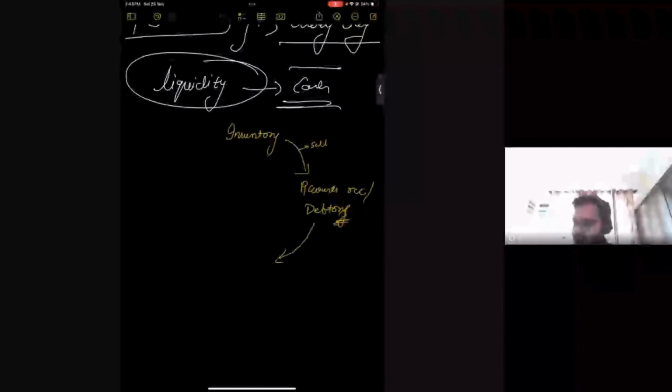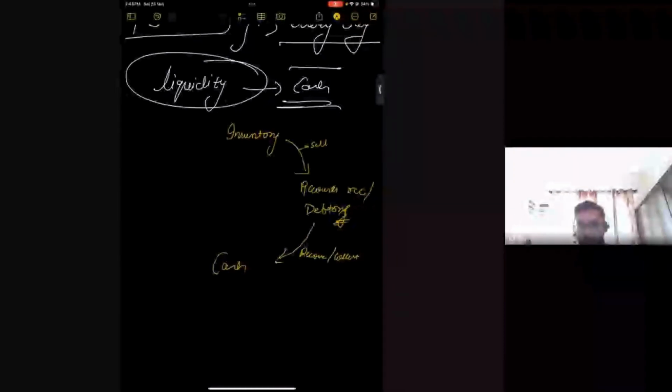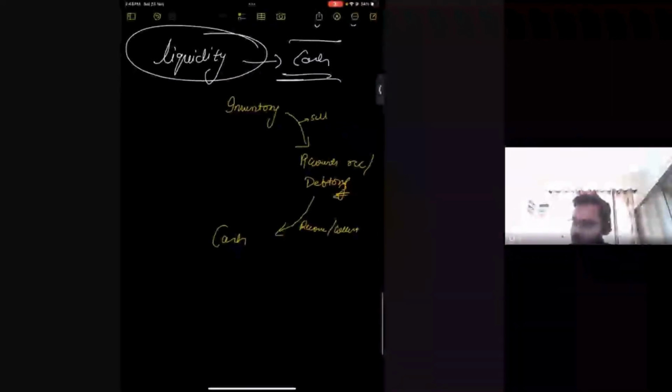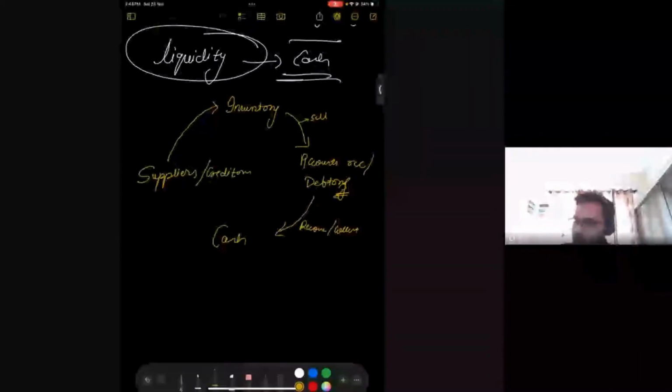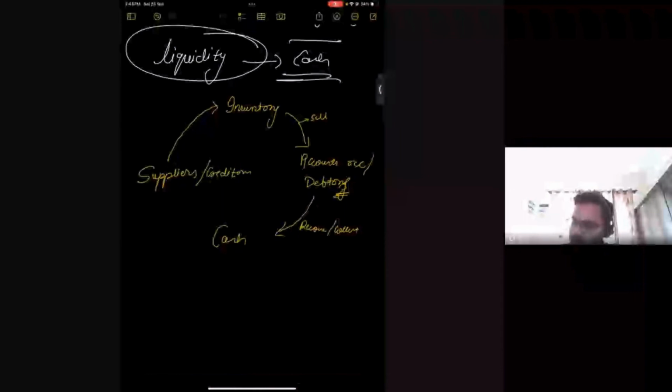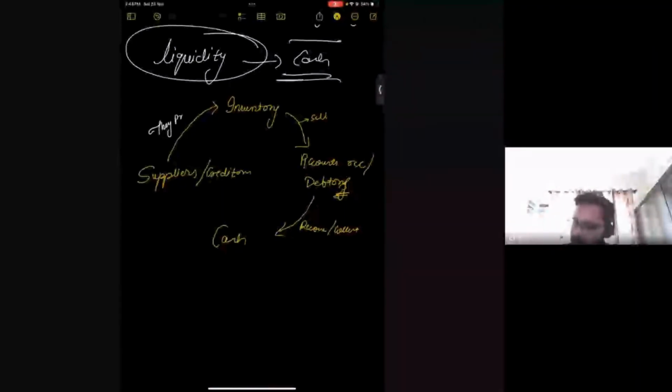So inventories get sold to debtors, and then from those debtors you recover cash after a certain point of time. So you collect from them. What do you collect? Cash. So that is how you get to cash. In between this cycle, one more thing that happens is, how do you get to inventory? The inventory comes from your suppliers or creditors. Simply, they provide. So suppliers provide with inventory.